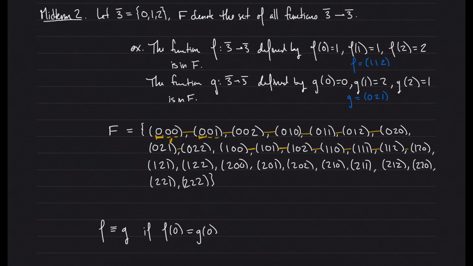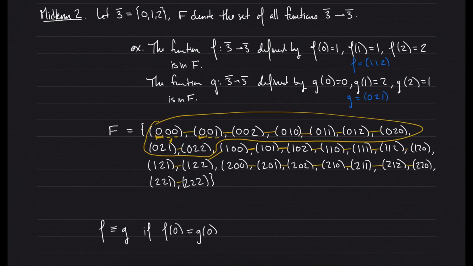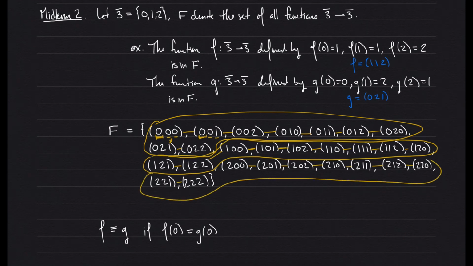They all send 0 to 1, and then similarly all of these guys are related to each other. So we have 3 equivalence classes. So we have this guy, we have this equivalence class, and we have this equivalence class. Right, so we have 3 equivalence classes just defined by where these functions send 0.